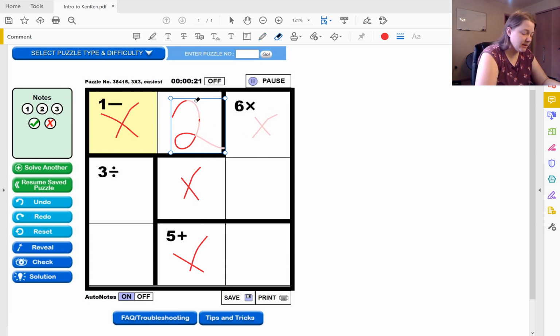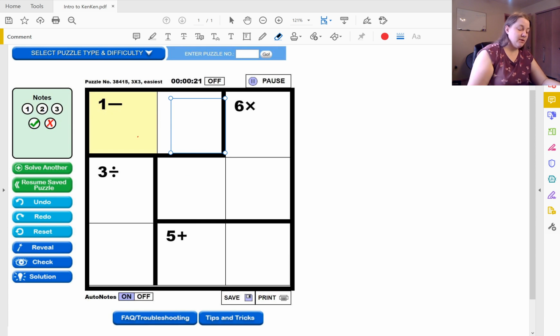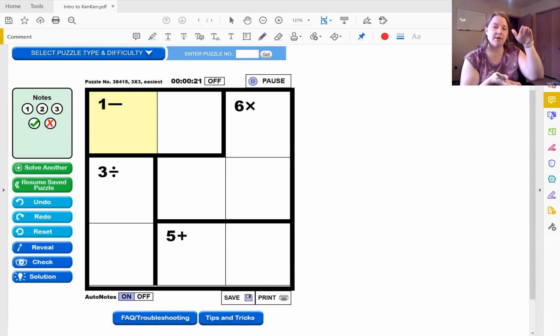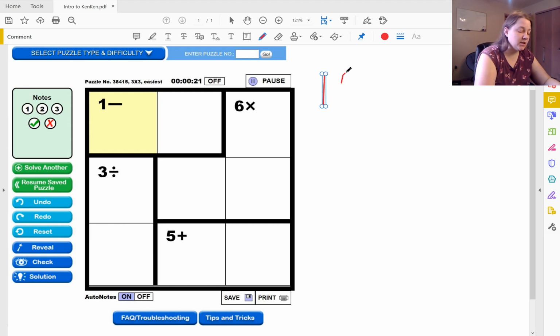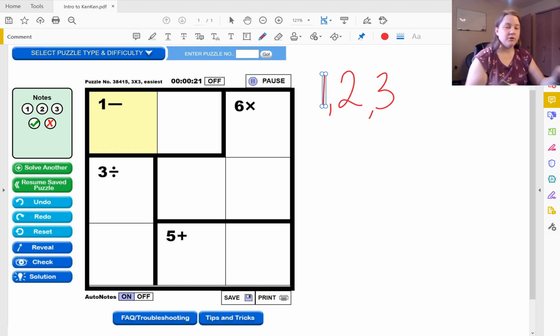In Sudoku, you would use numbers 1, 2, 3, 4, 5, 6, 7, 8, 9. Except in this particular puzzle, there's only room for 1, 2, 3. This is called a 3x3 puzzle. It's 3 boxes across and 3 boxes up and down, which means we can only use the digits 1, 2, 3. If this was 4 boxes across and 4 boxes up and down, then we could use numbers 1, 2, 3, 4. This is always going to be a square and not a rectangle.